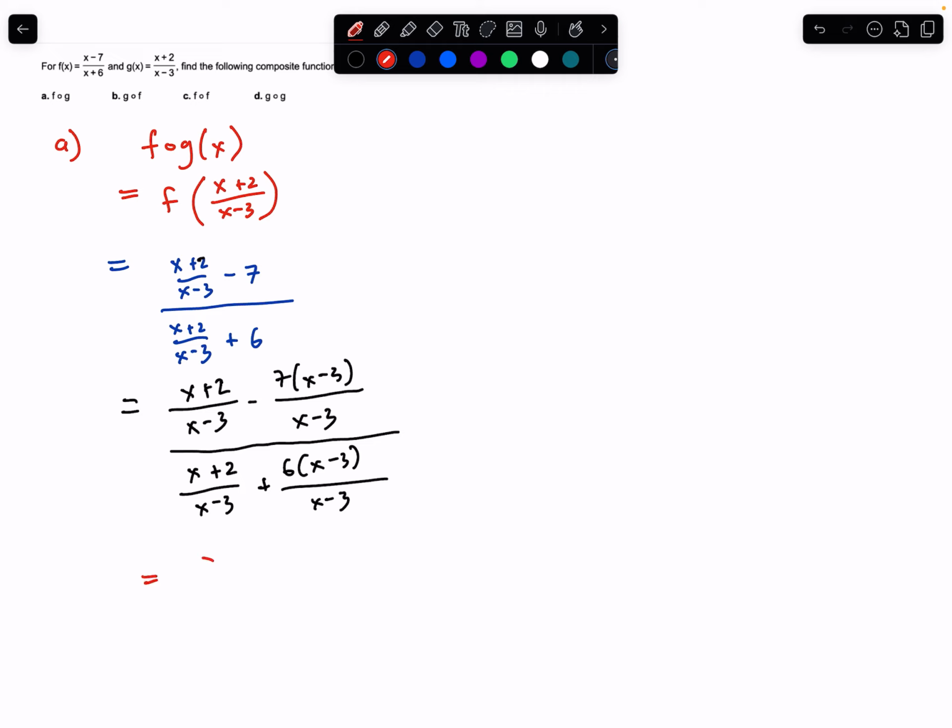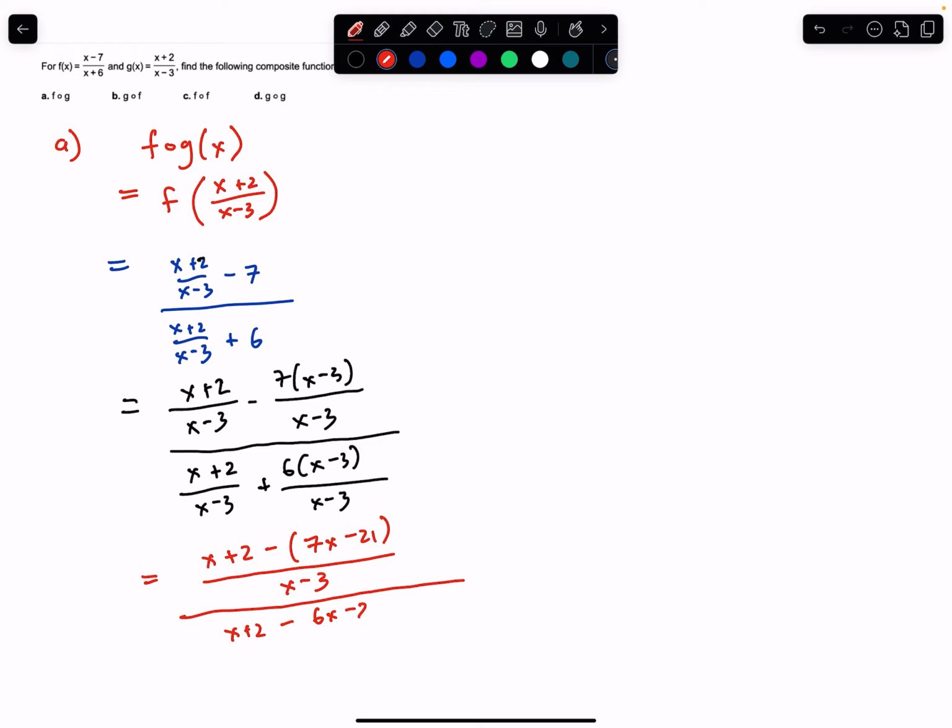Okay, so what happens? It's x plus 2 minus, this is going to be 7x minus 21 on the top over x minus 3. Okay, that's just combining that section just now, right? And then the bottom, now we're going to work on this part. You've got x plus 2 minus 6x minus 18. Keep parentheses so you don't get mixed up with the signs. x minus 3 in the bottom.